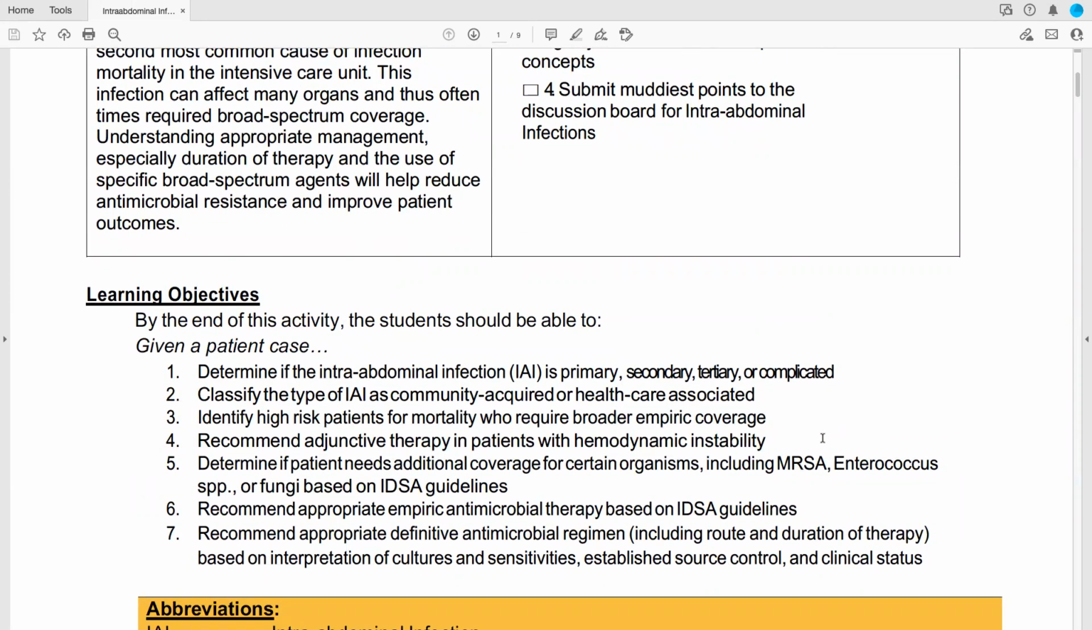So by the end of this activity, you all should be able to, given a patient case, determine if the intra-abdominal infection is primary, secondary, tertiary, or complicated. You should be able to classify the type of IAI. You should be able to identify high-risk patients and recommend adjunctive therapy. So what do we do in lieu of, or as well as, using antibiotic therapy? You want to determine if additional coverage is needed for different problematic organisms. We want to then recommend appropriate empiric and then definitive treatment.